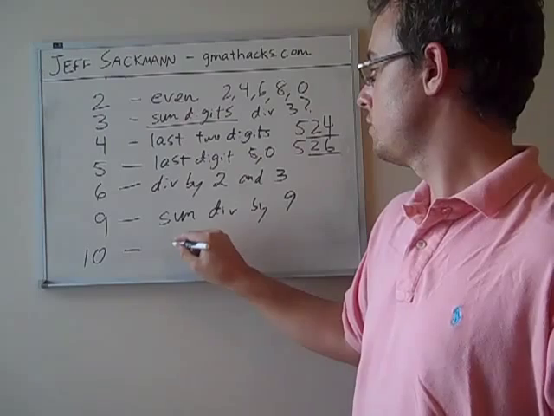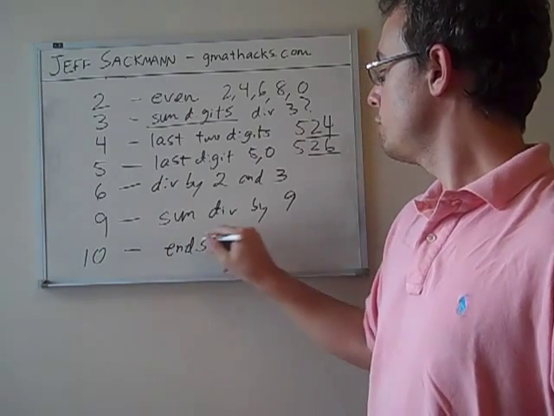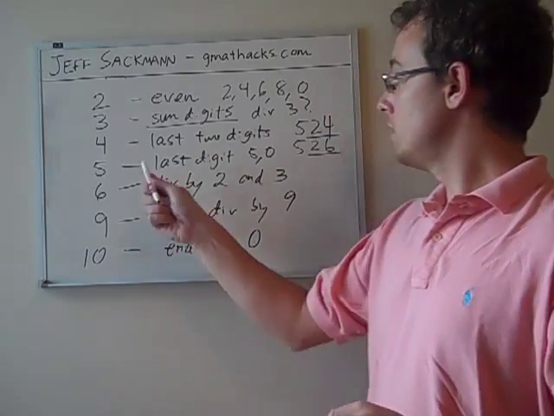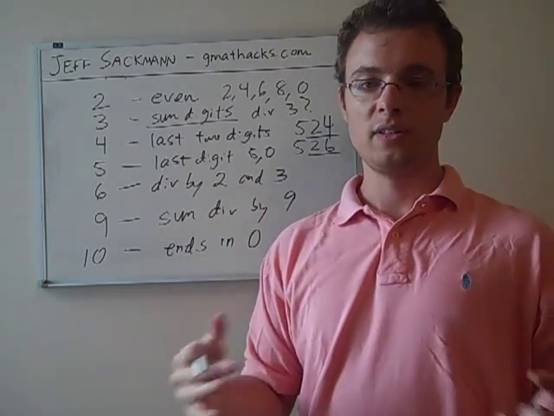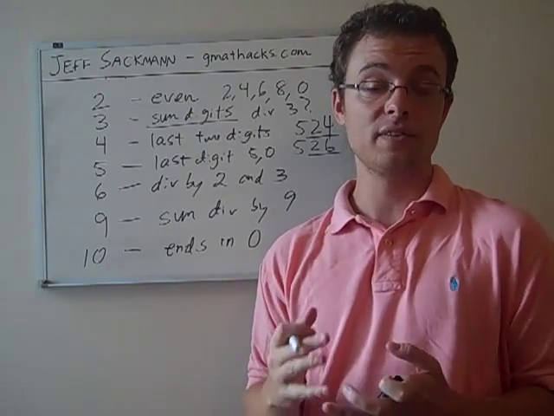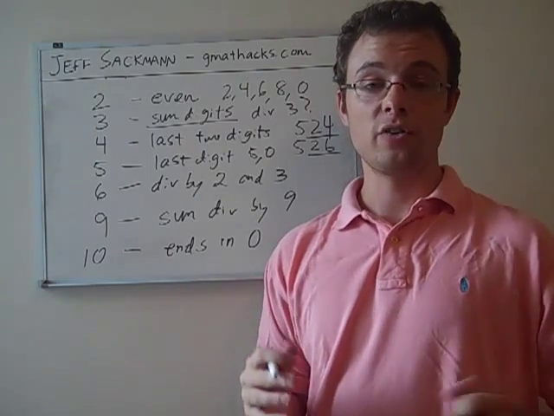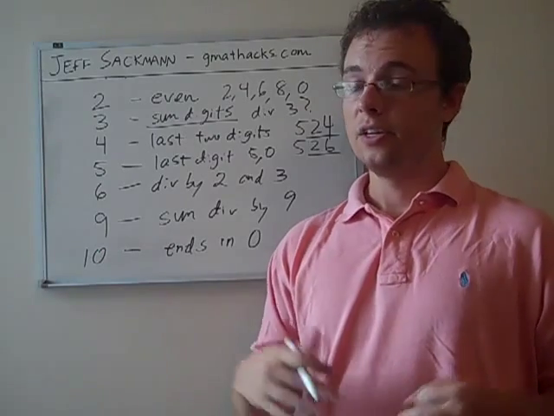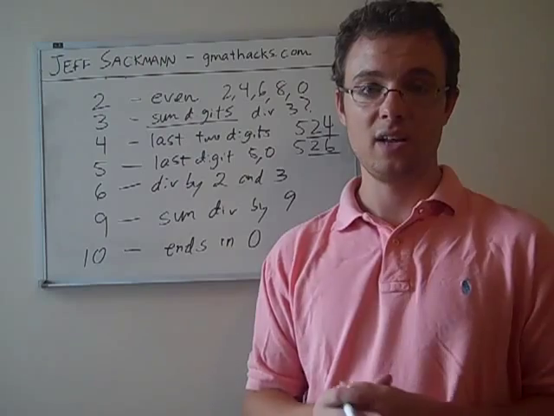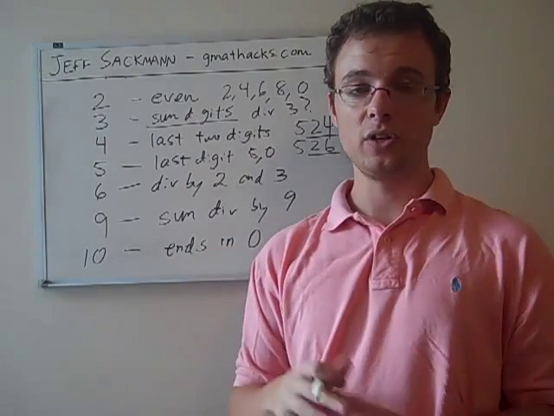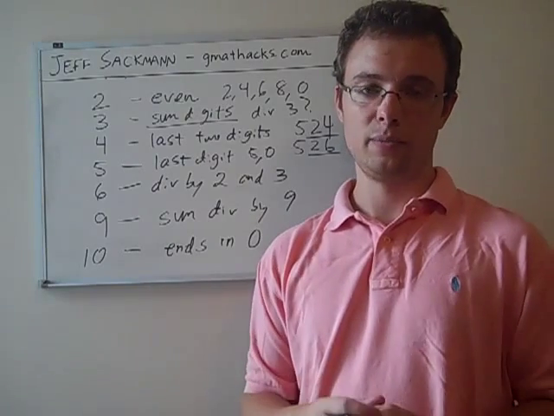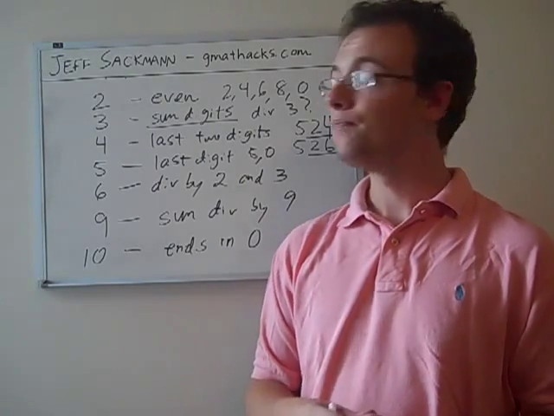Finally, let's add 10 to the list. Very similar to 5, only a little more strict. Remember, with 5, the last digit has to be 5 or 0. With 10, the last digit has to be 0. This is probably something you know, even if you've never thought about the rule. 370, 480, 2,410, all those things are divisible by 10. But as soon as you change that last digit to 211, 976, not divisible by 10. That's all there is to it.